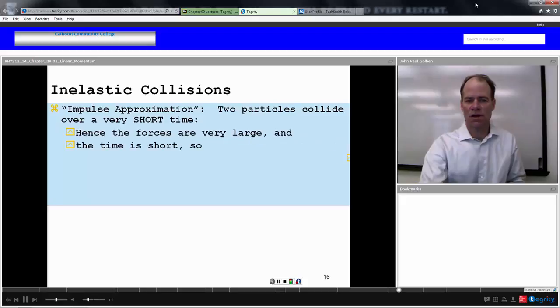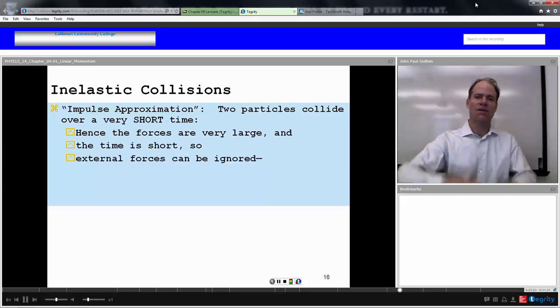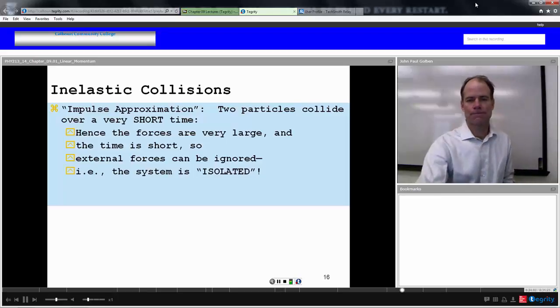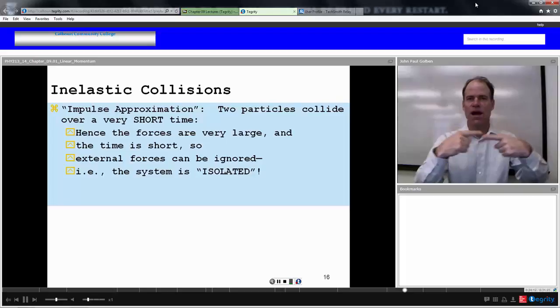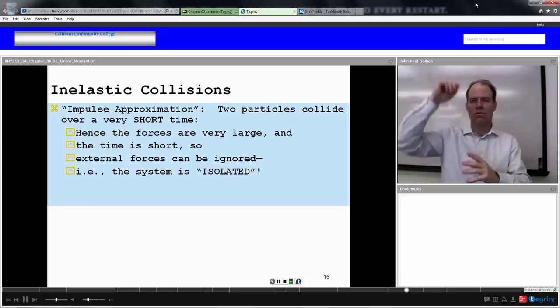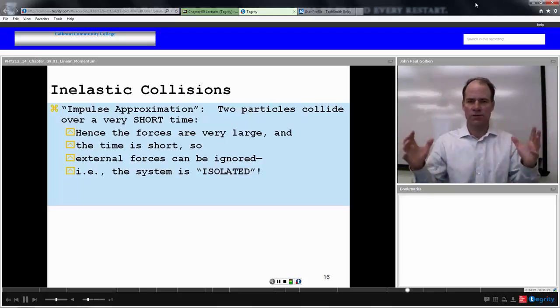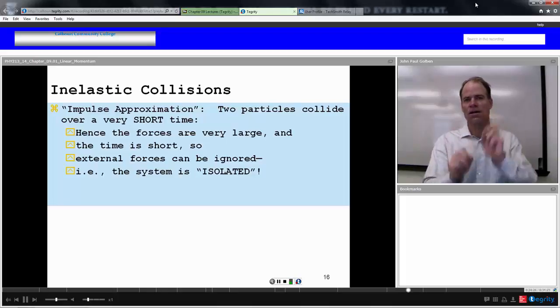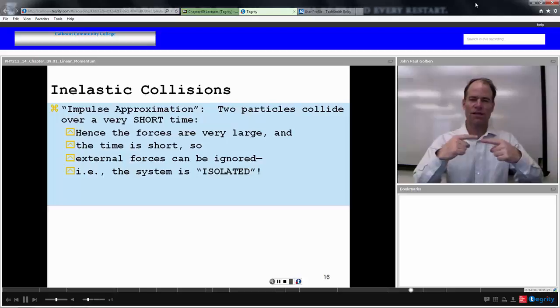Those forces are so large and the time is so short that the other external forces that may be present will be so small in comparison that they can be ignored. And that would isolate our system. So, our collision is happening in such a short time, these forces between them, equal and opposite, are so large that all the other external forces like gravity, normal force, friction, air friction, whatever, are so small in comparison that they don't really matter. And in essence, because of that, we have isolated our system where only the internal forces matter.